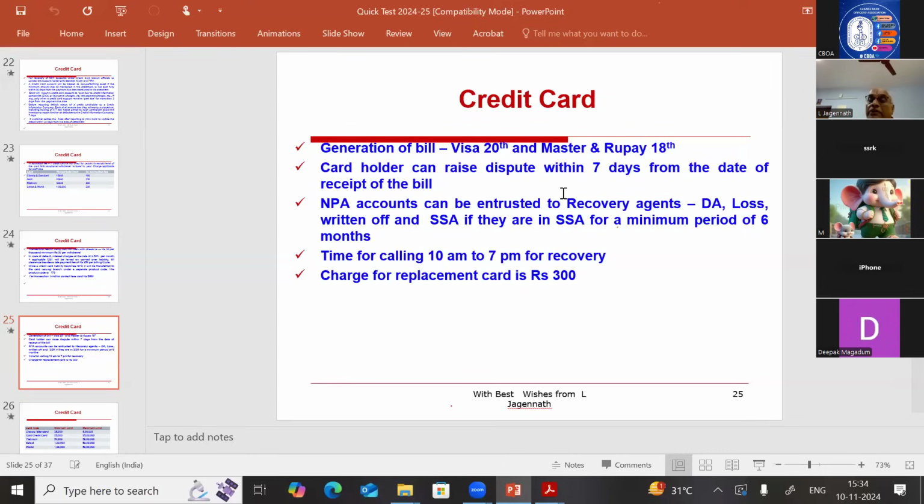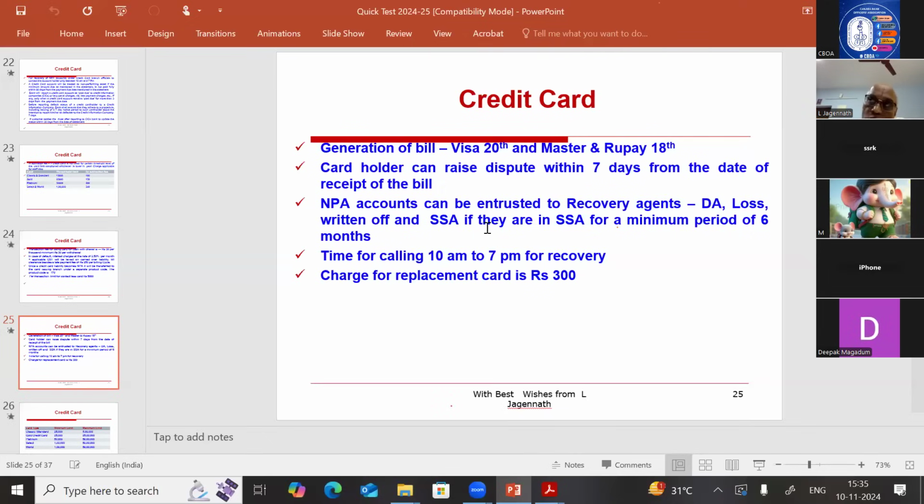NPA accounts can be entrusted to recovery agents under credit card: doubtful, lost, written off, and if it is substandard and has completed a minimum period of 6 months, that can be entrusted to the recovery agent. Recently, an HO circular has come, I think they would have told you in recovery class, with regard to recovery of other than credit card, so far, even substandard accounts of more than 6 months can be entrusted. Now that has been dispensed with.